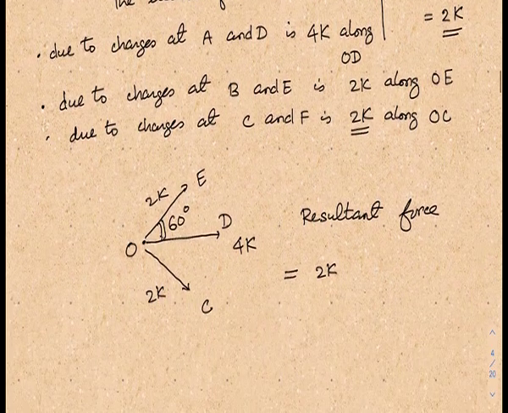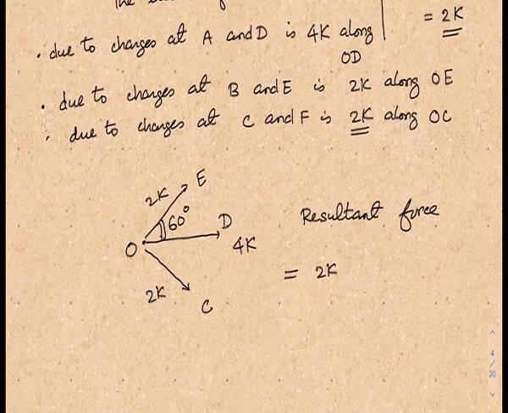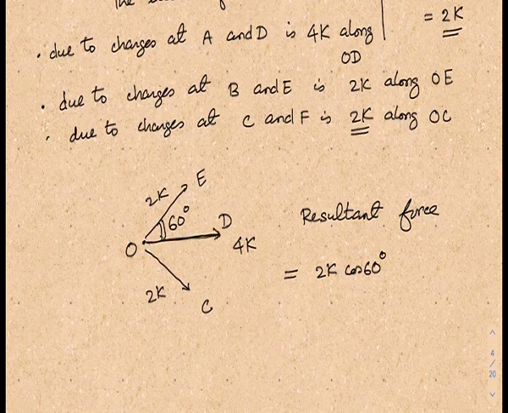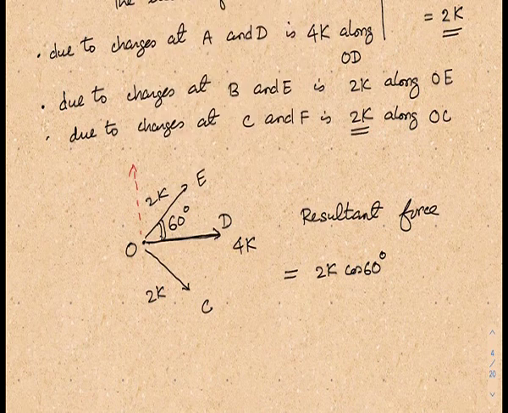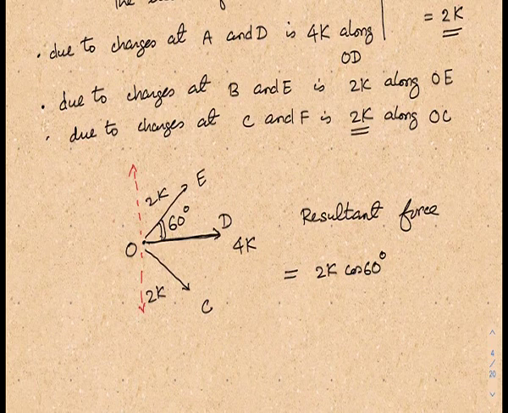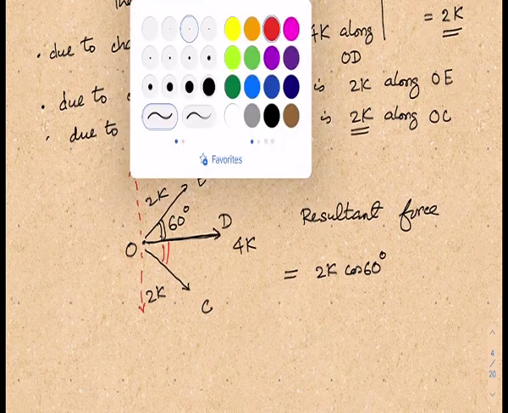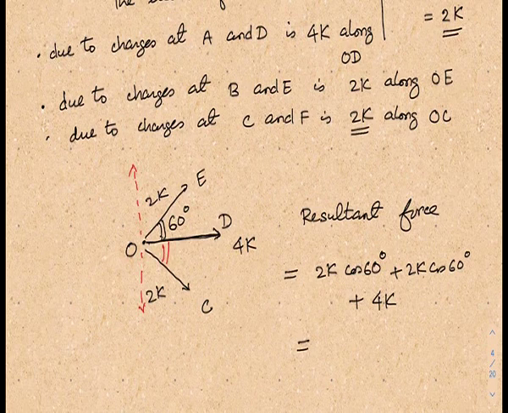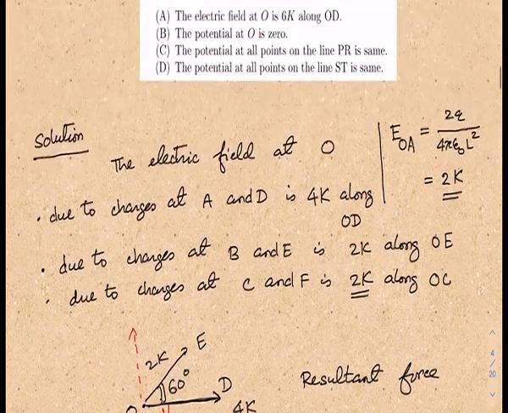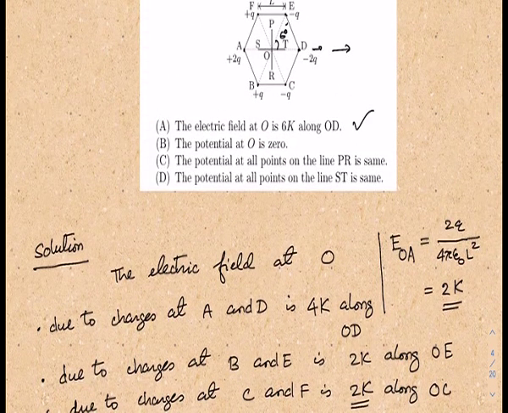Okay, and therefore it would be 2k cos 60 degree along OD, right? All of them would be along this direction, but the perpendicular components would get cancelled out, so the resultant field would be along OD, 2k cos 60 degree, and this is also 60 degree, so you have another term, 2k cos 60 degree, and another would be 4k, and you see that this would be 6k along OD. Is that option there? Yes, it is there, so option A is correct.